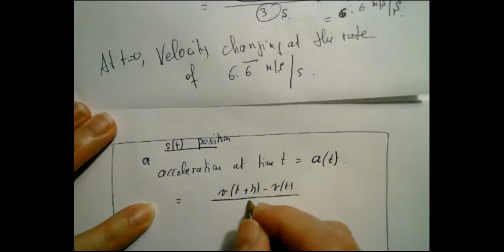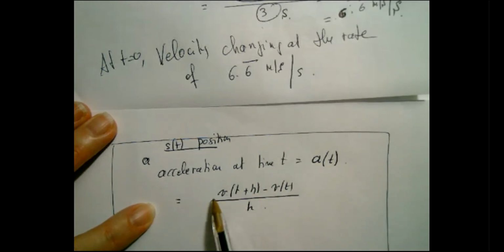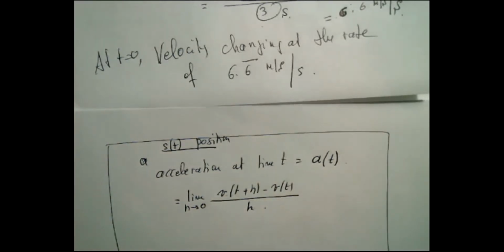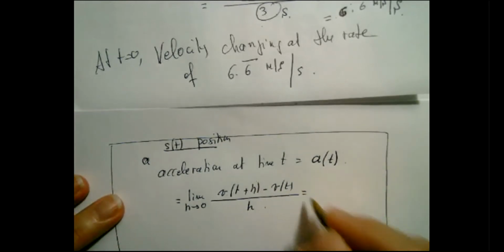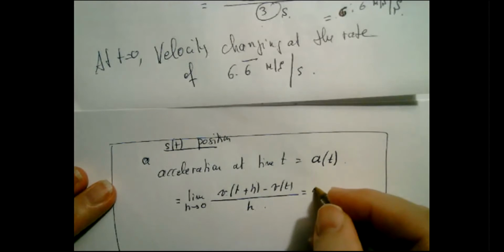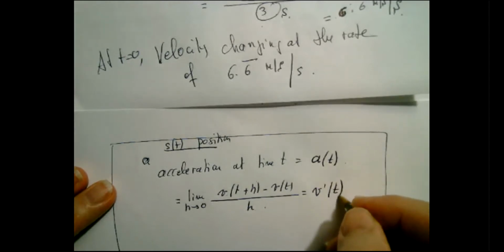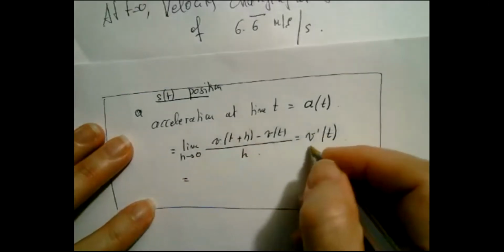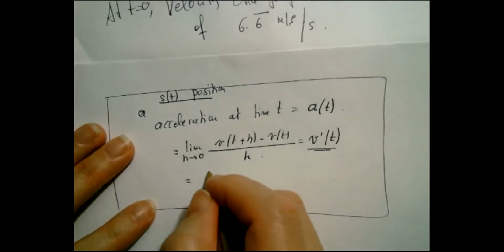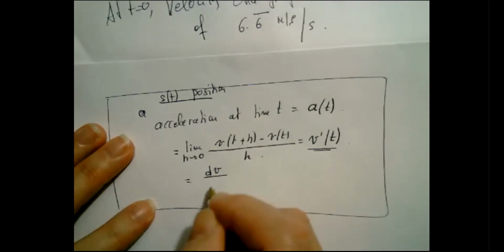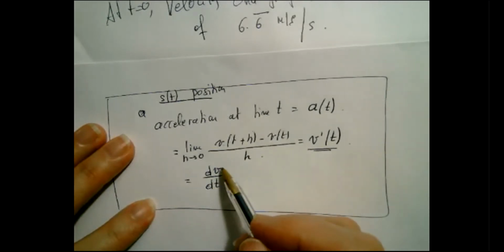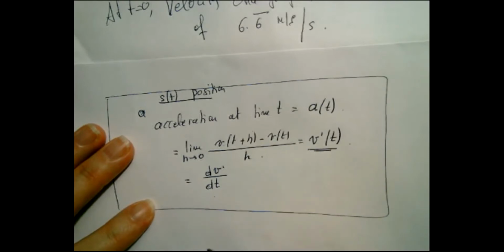And now if I have a lot of data, the change in time becomes very small. So the acceleration is how fast the velocity is changing with time. But this is nothing more than the derivative of the velocity. Okay, so the acceleration is nothing more than the derivative of the velocity. So we can write it as dv dt, the change of velocity with respect to time.